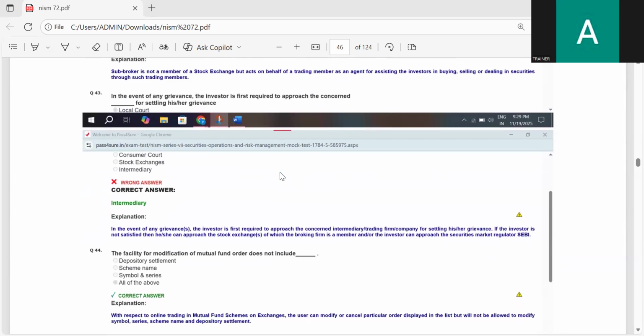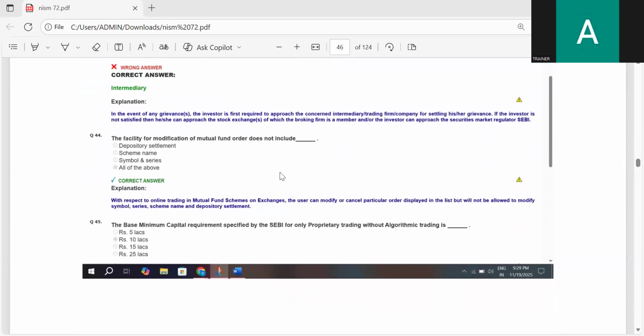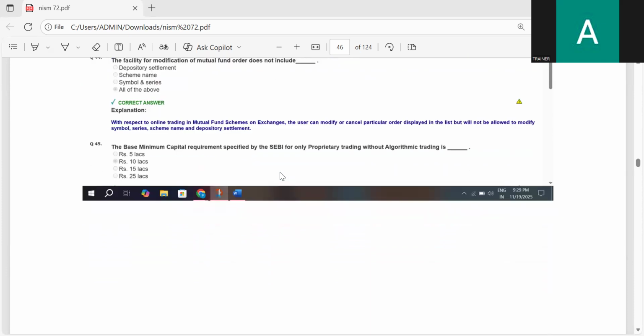Intermediary. The facility for modification of mutual fund orders includes depository settlement, scheme name, symbol, and series, all of them. The correct answer is all of them.